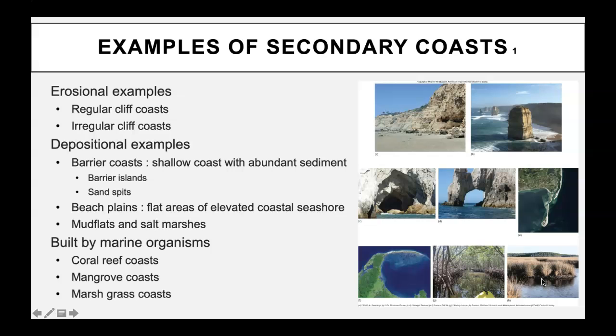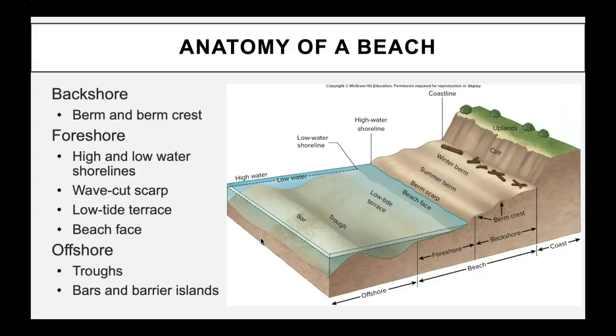Built by marine organisms, so coral reefs in F. The letters are really small. In F, this is a coral reef coming off of this island, and it's built up over time. The mangrove coast here in the middle, this is a mangrove tunnel. Oftentimes people will cut little trails. You can kayak through the mangrove forest. And then here's a marshy grass coastline, so a marsh at the beach. Okay, those are all secondary coastlines.